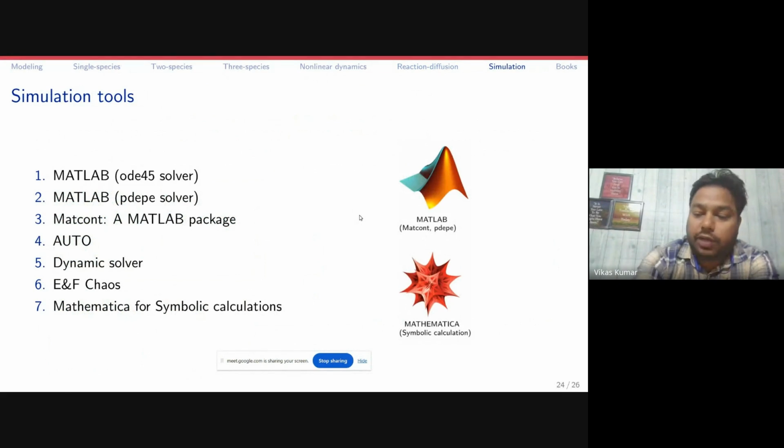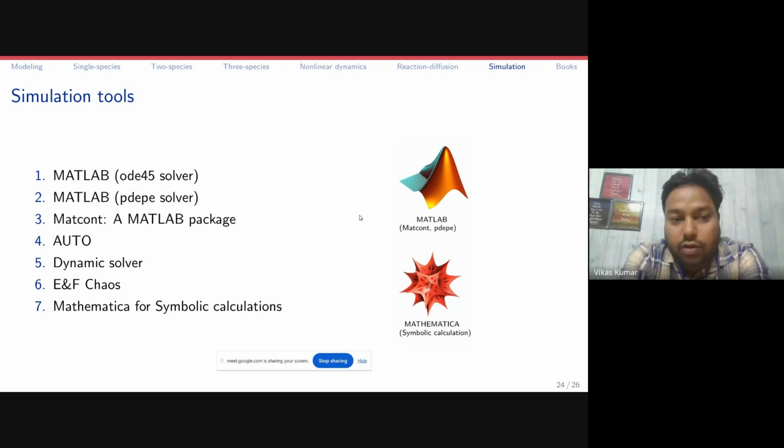Now I'm just about to finish the slide. So now I'm talking about the simulation tools that I have used to simulate such models. So in MATLAB, actually, I have done all kinds of simulations. So if I want to solve the ODE models that I discussed, like single species model, two species model, three species models, so maybe you can use the ODE45 solver in MATLAB.